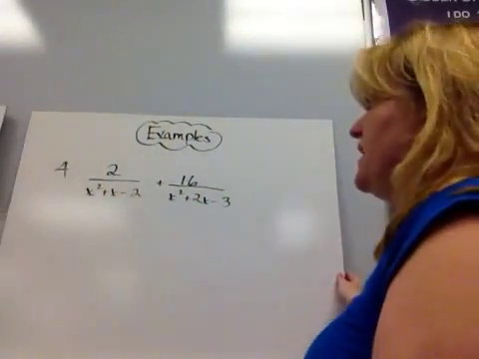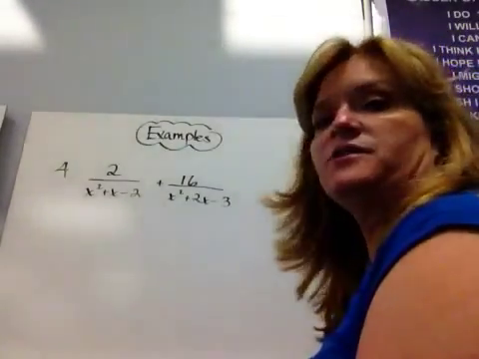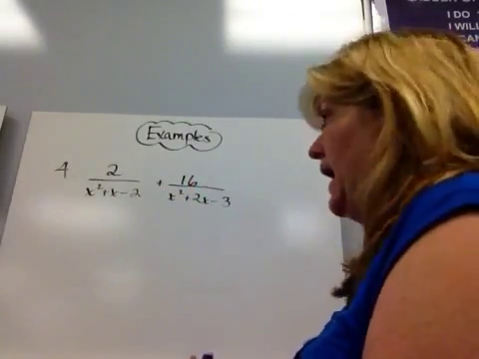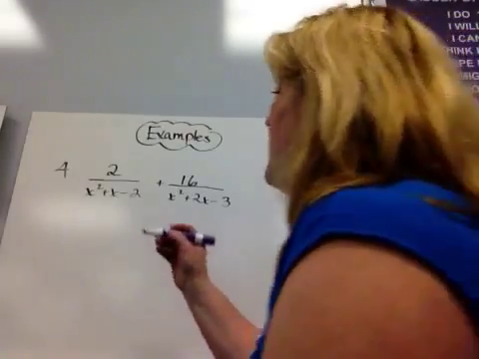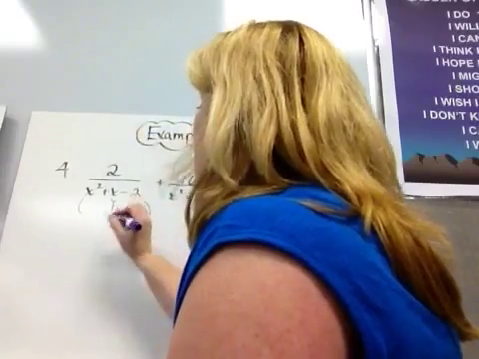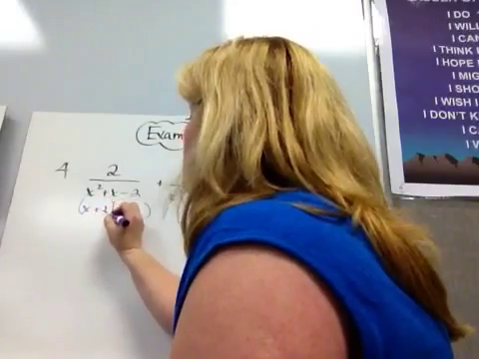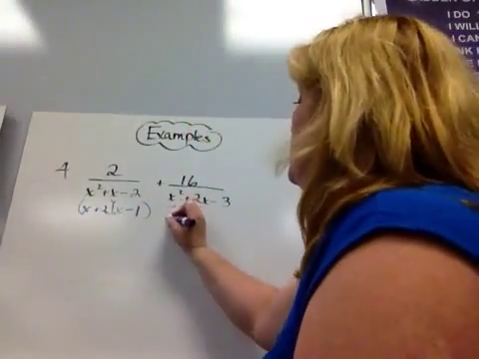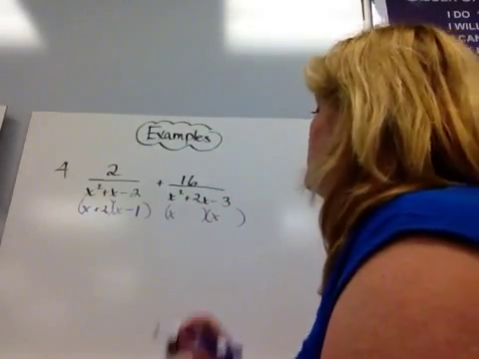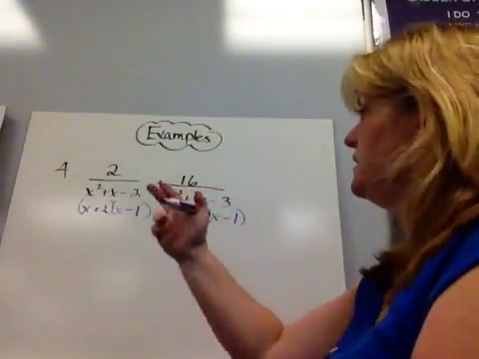Let's try one more example, and this is 2 over x squared plus x minus 2 plus 16 over x squared plus 2x minus 3. I need a common denominator. They're not the same. These I can factor, though, so I have x here and an x here, and what I'm going to do is I have factors of 2, so I need to have a plus 2 and a minus 1. Here I have an x and an x, and I have a plus 2 in the middle, so it's going to be a plus 3 and a minus 1. And I double check. All right.